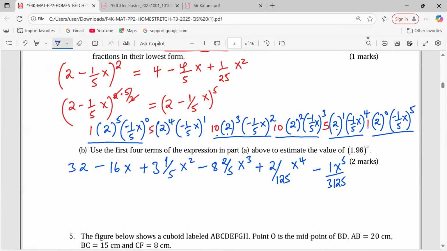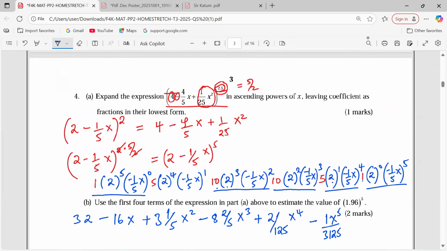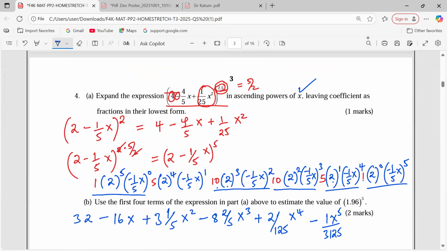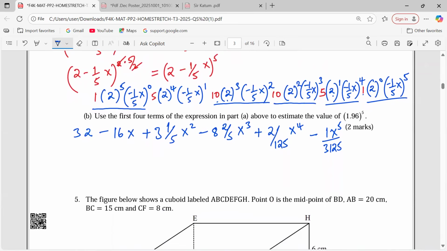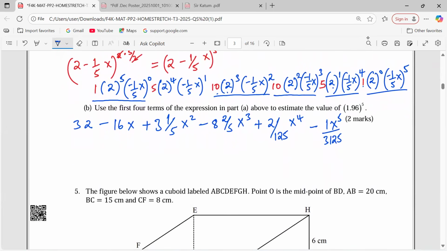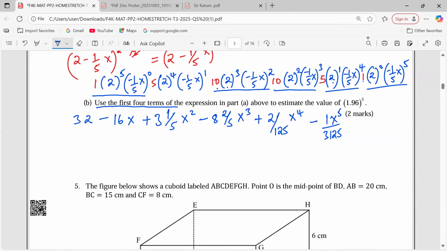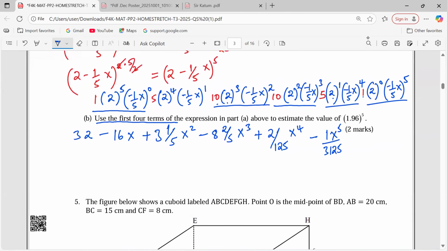Yeah, it should be a fraction that way, not a decimal. According to the examiner's instruction, we are told to have ascending powers of x, with the coefficient of x as fractions in their lowest, simplest forms. So we are fully expanded. Now, in the application, we shall be applying up to the fourth term. So use the first 4 terms of the expression to estimate the value of 1.96 power 5.